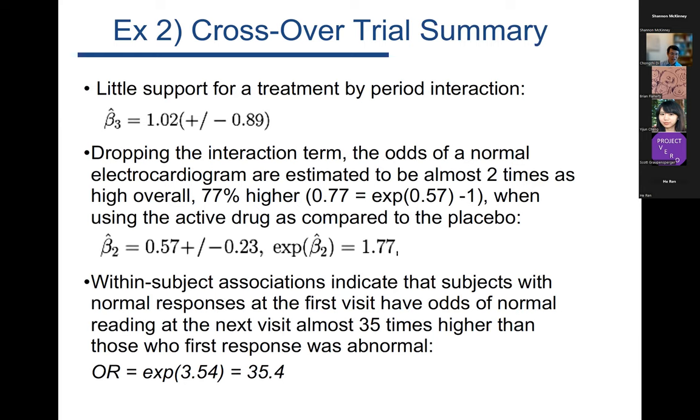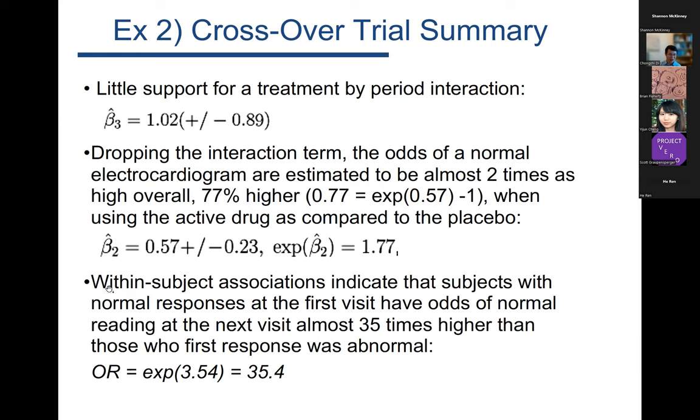If we interpret those, as we already said, the coefficients are on the log odds scale. But if you transform them using the exponential, it looks like the odds of getting a normal ECG are almost two times as high, or more precisely 77% higher, when you are using the active drug versus the placebo. So that indicates a strong treatment effect.